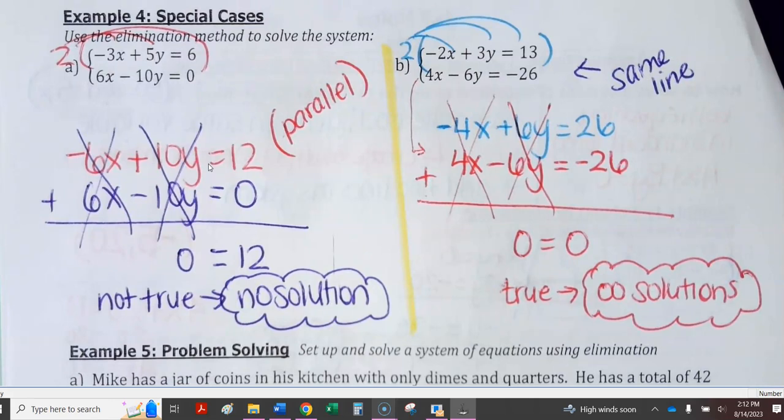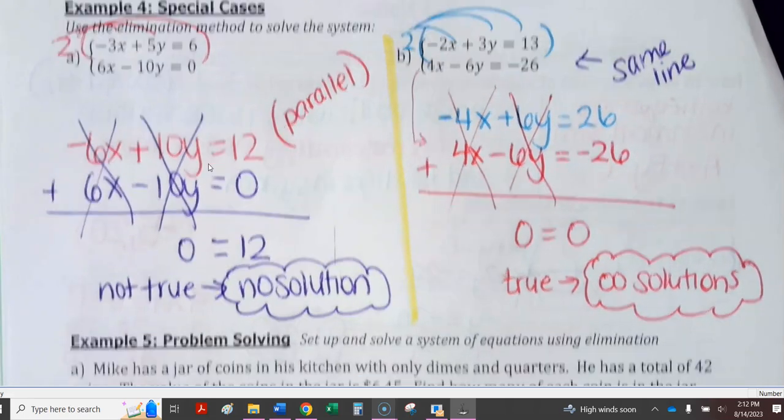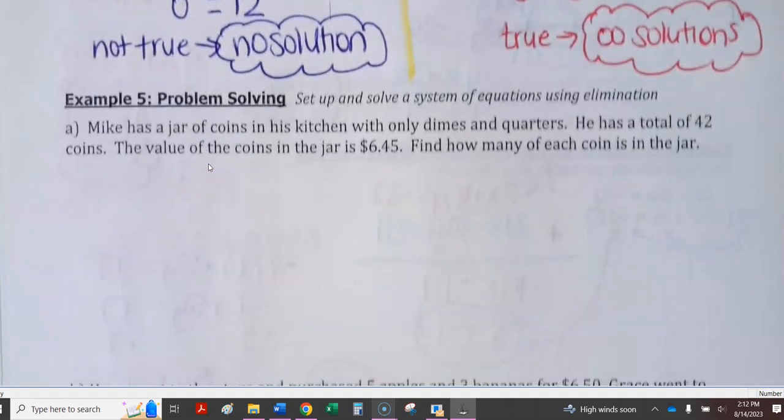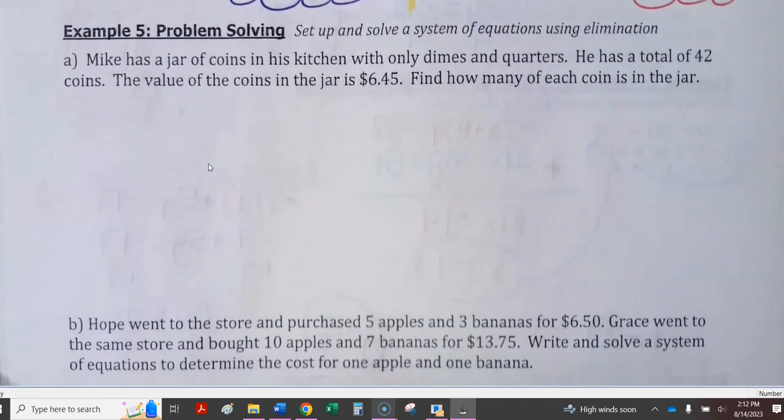Okay, I'm going to set up a couple word problems here for you. These are going to be, actually you could probably use substitution on these if you wanted to, but the intention is to use elimination. So that's what I'm going to have you guys try to use today.